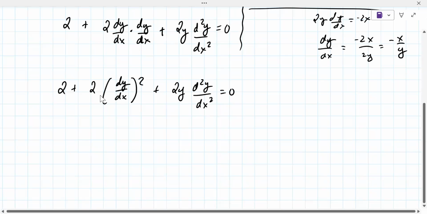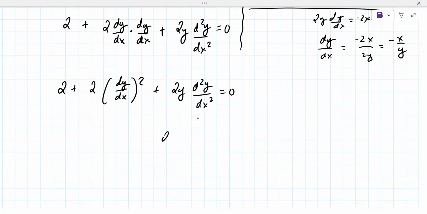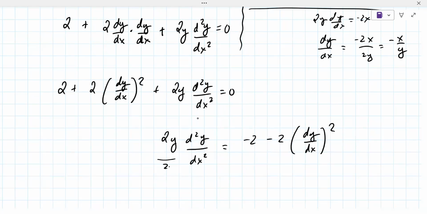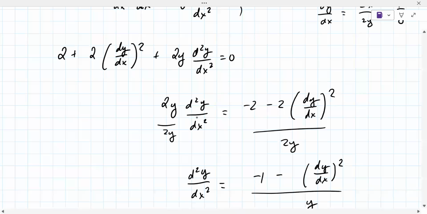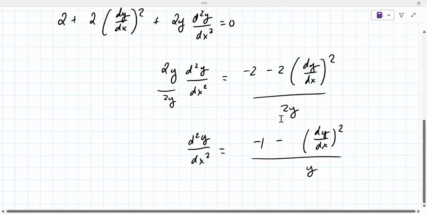To do that, we're going to subtract. So we'll do that in steps here. 2y d squared y over dx squared equals minus 2 times (dy/dx) squared, and then you divide everything by 2y, like that, and then you get d squared y over dx squared equals -1 minus (dy/dx) squared over y, like that. So the twos cancel. You can cancel with each of those, basically.